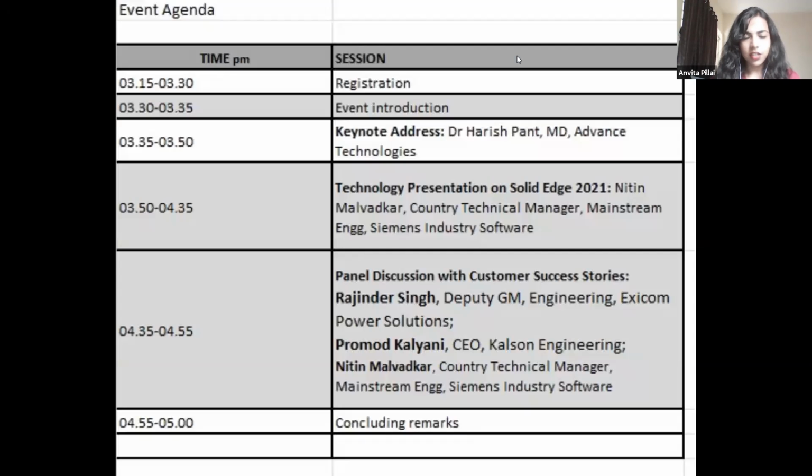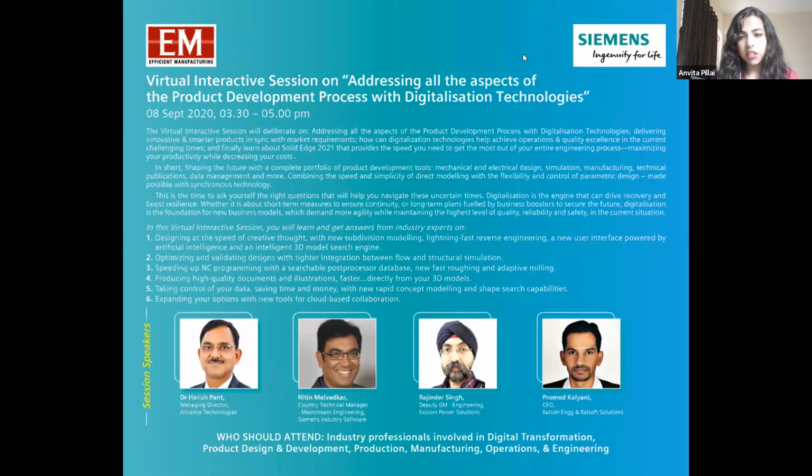To give a brief of the agenda for today, we will be beginning with a guest address by Dr. Harish Pant, who's the Managing Director at Advanced Technologies. This would be followed by an interactive presentation session with Mr. Nitin Malwadkar, the Country Technical Manager, Mainstream Engineering, Siemens Industry Software. And finally, a panel discussion with customer success stories moderated by Mr. Shekhar Jitkar, who is the Chief Editor at Publish Industry India, with panelists Mr. Rajinder Singh, the Deputy GM Engineering, Hexacom Power Solutions, Mr. Pramod Kalyani, the CEO of Carlson Engineering, and Mr. Nitin Malwadkar.